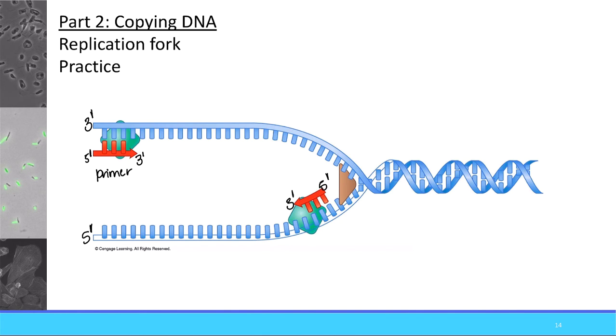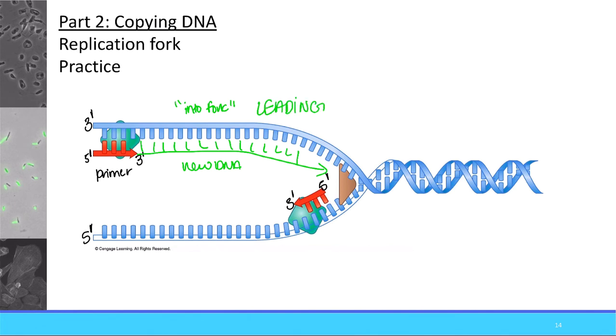So we have our 5' and 3' ends labeled. Now let's figure out which one is the leading and which one is the lagging strand. When we come in and make new DNA, we're going to make new DNA in this direction. So here's our new DNA. We are going into the fork. Anytime you are moving into the fork, you are the leading strand. On the bottom strand, we are going away from the fork, and this is our lagging strand.